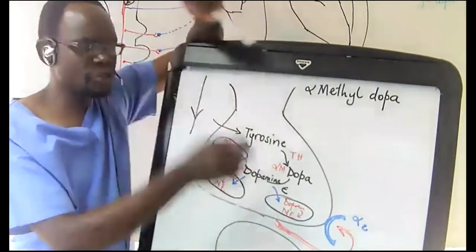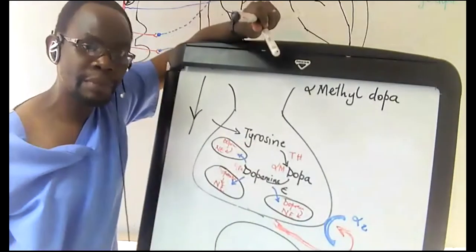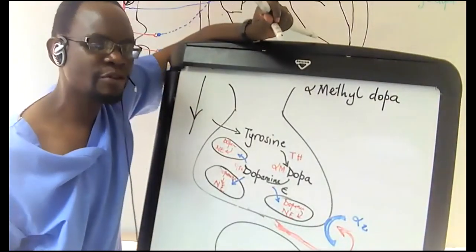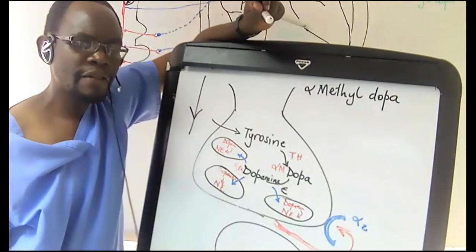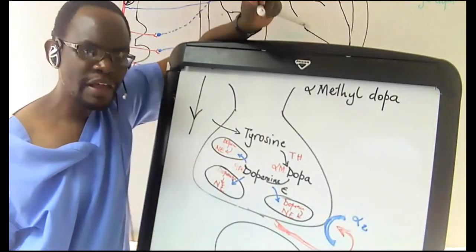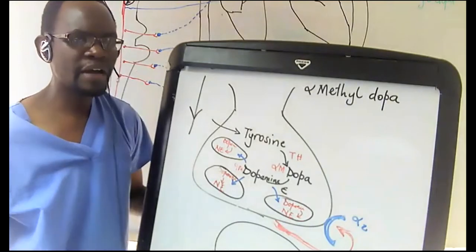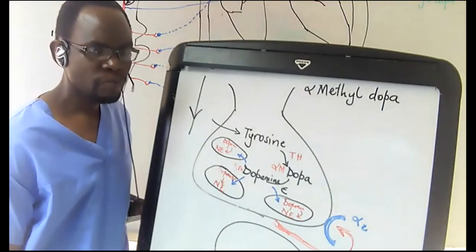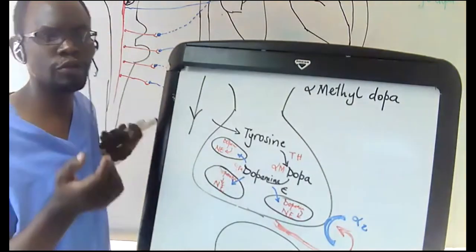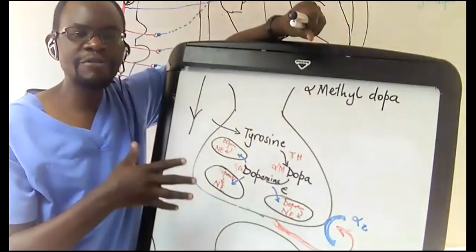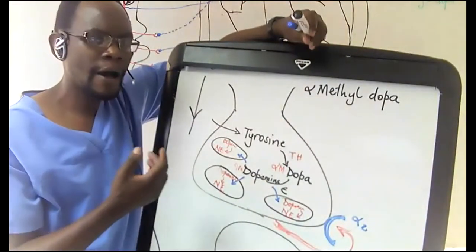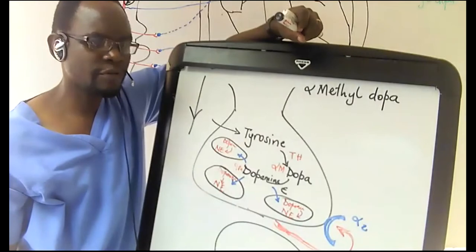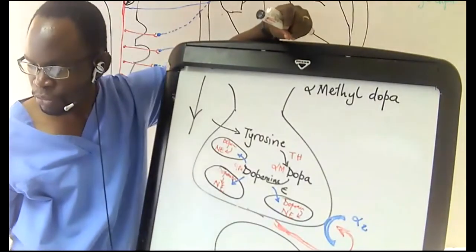And as a result, if it stimulates the alpha 2, then it will basically cause inhibition of release of norepinephrine. And of course, if there is no release of norepinephrine, then the effects of the sympathetic system will not be seen. I hope you have now understood the mechanism of action of alpha methyl DOPA. It is different from the mechanism of action of clonidine. All right.